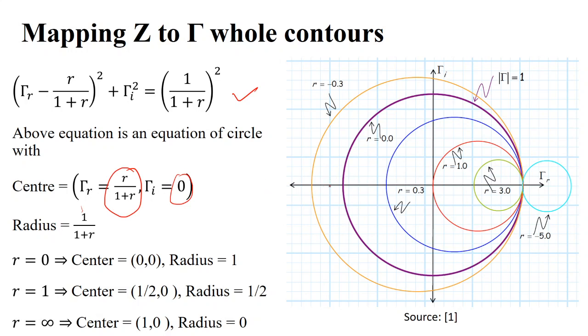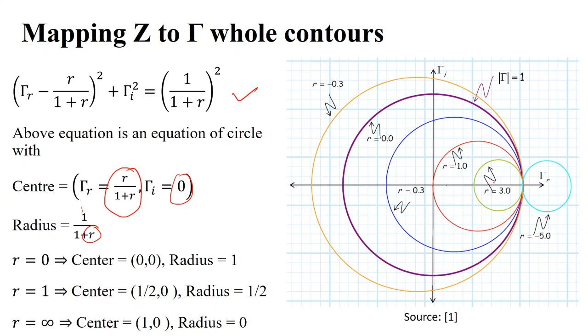Which means the center will lie on this line, gamma r. So the center may be here, depending upon r. The center will change as r is changed. Second, the radius is also 1 over 1 plus r, so the radius will also change. For different values of r, we have different circles. So we have these concentric circles, and they are touching here.